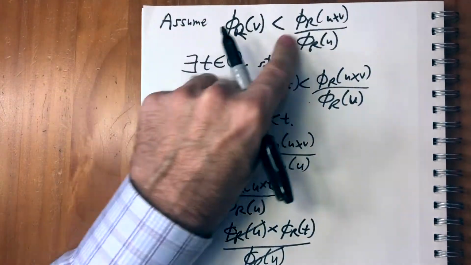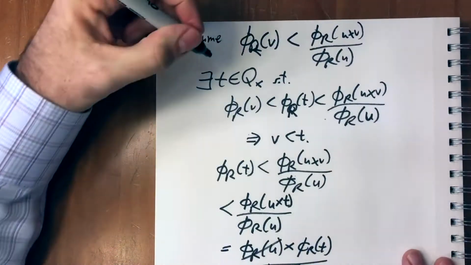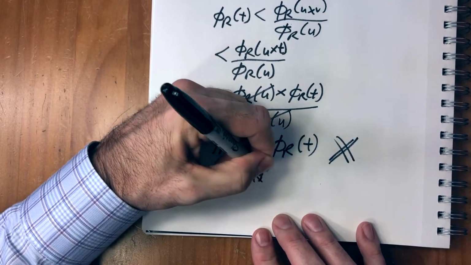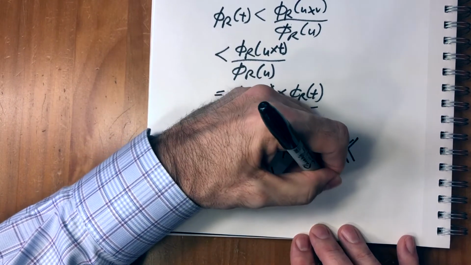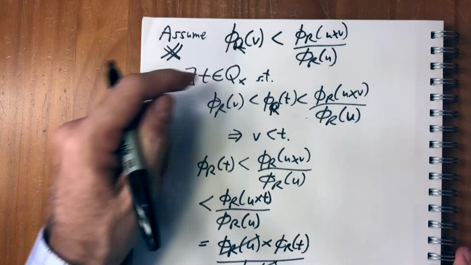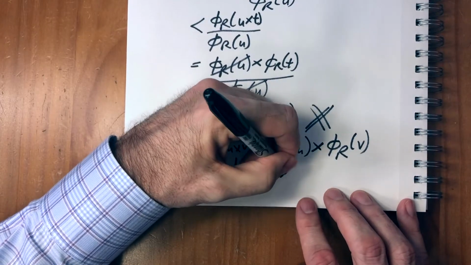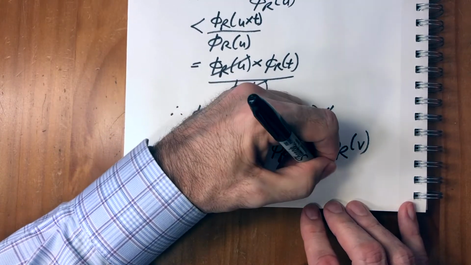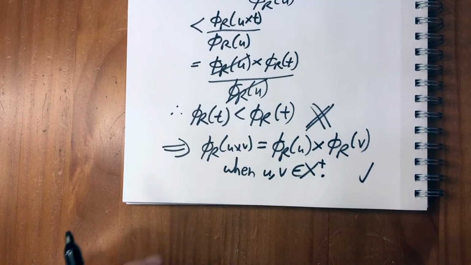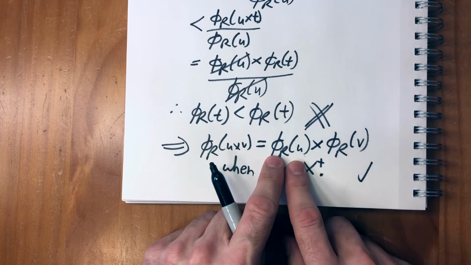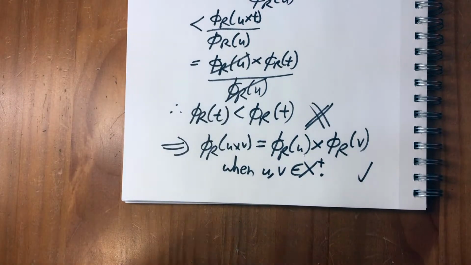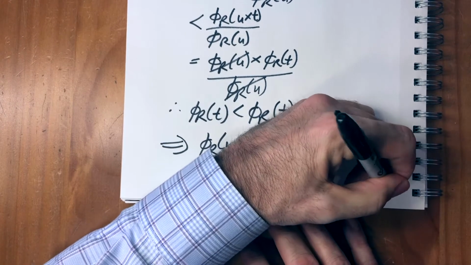So we assumed this, reached an impossibility. That means that our assumption must be wrong, and therefore φ_R of U times V equals φ_R of U times φ_R of V, right? Because I just multiplied U by both sides when U and V are elements of the positive reals. Okay, good. So now we've reached the point that we were with addition. We've shown that φ_R of U times V equals φ_R of U times φ_R of V when they're positive. Now we have to extend this to the negative numbers, and then we'll be done.